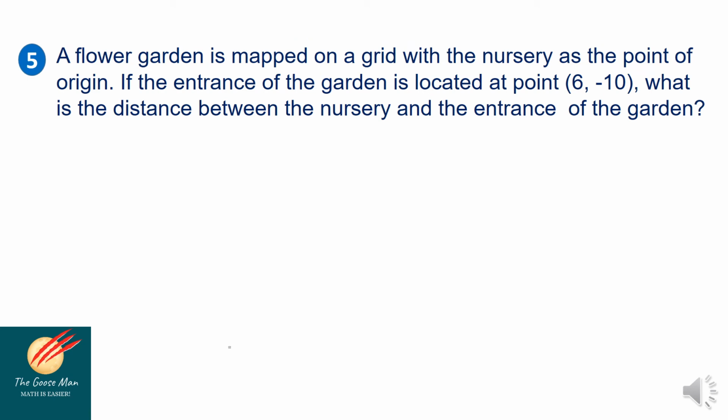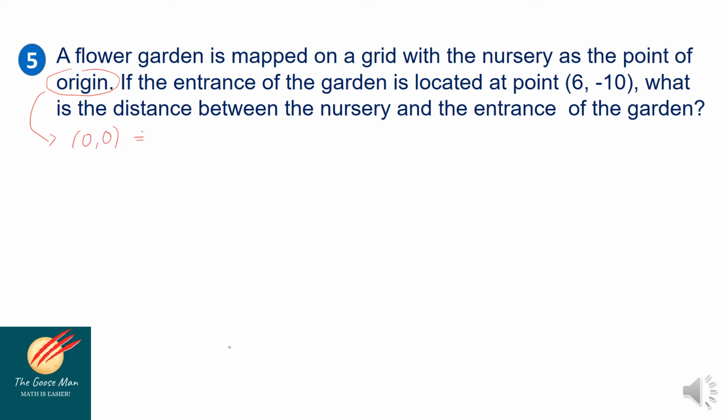So let us consider problem number 5. A flower garden is mapped on a grid with the nursery as the point of origin. If the entrance of the garden is located at (6, negative 10), what is the distance between the nursery and the entrance of the garden? If we analyze the problem, it seems that we have only one coordinate point, and that is (6, negative 10). However, if we analyze it further, we have the word origin. Remember that the coordinates of the origin is actually (0, 0).